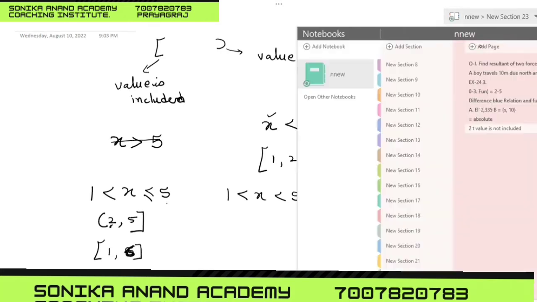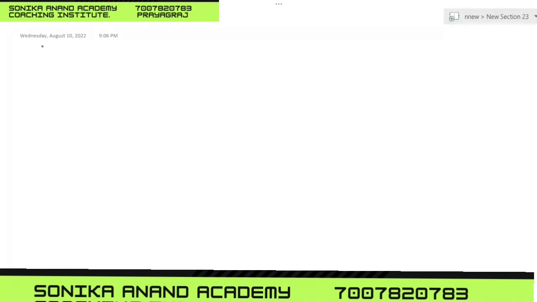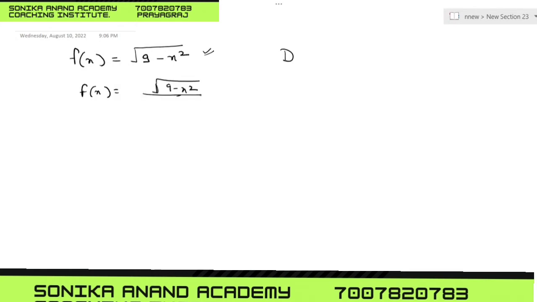Now I am shifting to the next question of our exercise. We have to find the domain and range for the function f(x) is equal to under root 9 minus x square. Whenever we have to find the domain, and it is given in this form, we can write this function like this: under root 9 minus x square by 1.